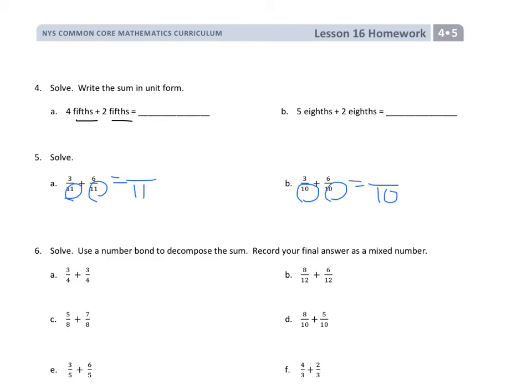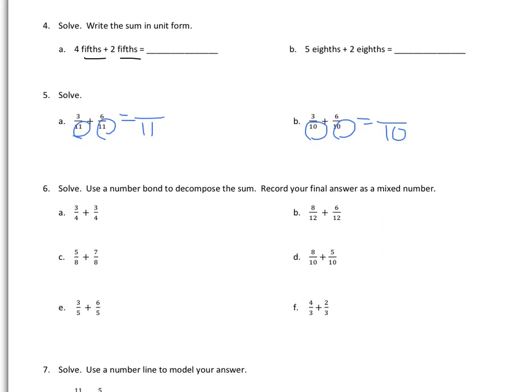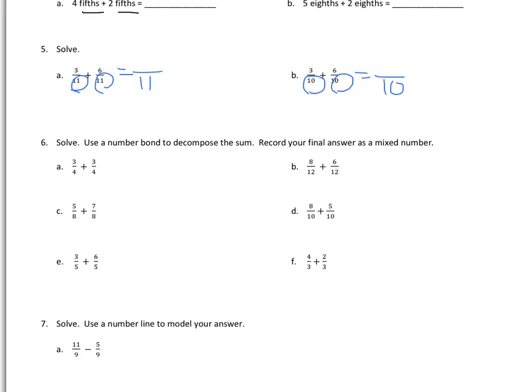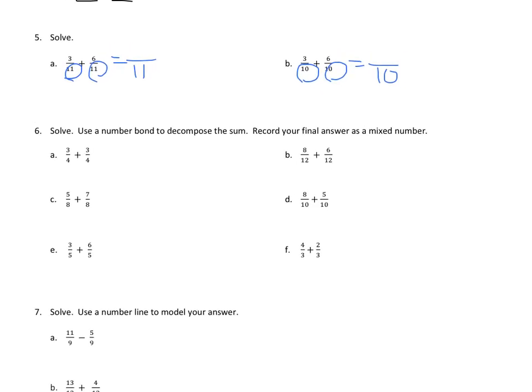When you get down to 6, what it's asking you to do is use number bonds to decompose the sum, same way we did with subtraction. So let's look at D together. If we look at D, we know that we're using the unit tenths, so our answer will be in tenths. Think about just 8 plus 5, those are the parts we have. We have 8 parts plus 5 more parts, we're up to 13 parts.